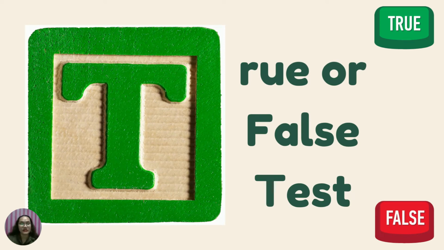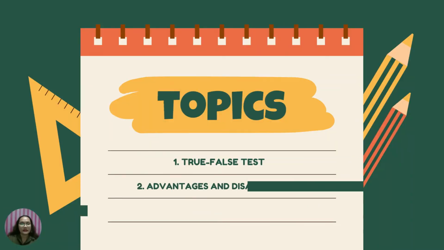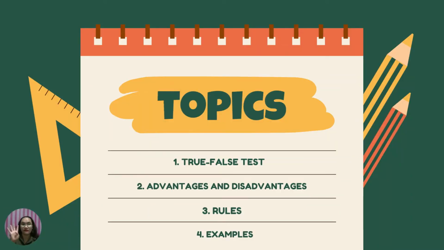Now, let me go ahead and discuss first what is a true or false test. In the true or false test, we are going to have 4 subtopics, namely, first, what is the definition of true or false test? And then second, let me discuss also the advantages and disadvantages of true or false tests. Third, we are going to study one by one what are the rules in constructing a true or false test, and then lastly, I'm going to give an example. Alright?